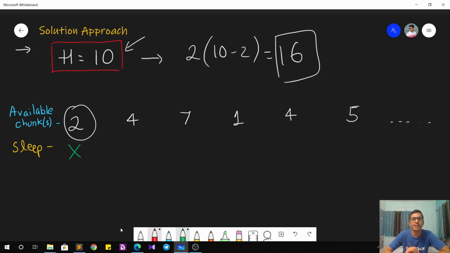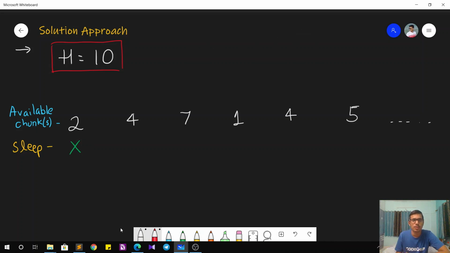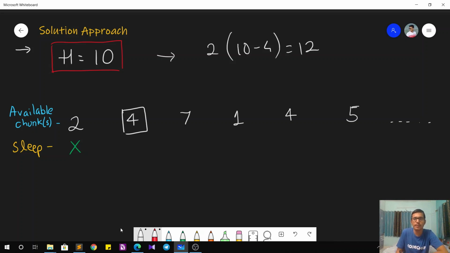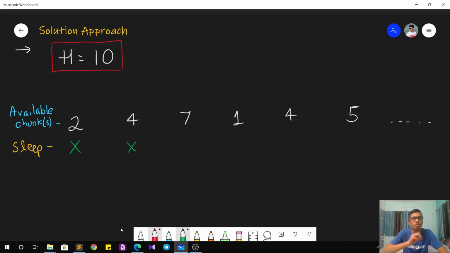Now let's see what the decision will be for the next chunk. For the next one, you can see that the value available to me is 4. If I sleep here for all 4 units of time, the new value of h will be twice of 10 minus 4, that is 6 into 2, that is 12. Again, by sleeping here I am increasing my quota, so it's not beneficial for me to sleep here. The decision in this case as well will be no. So I can just put a cross over here.